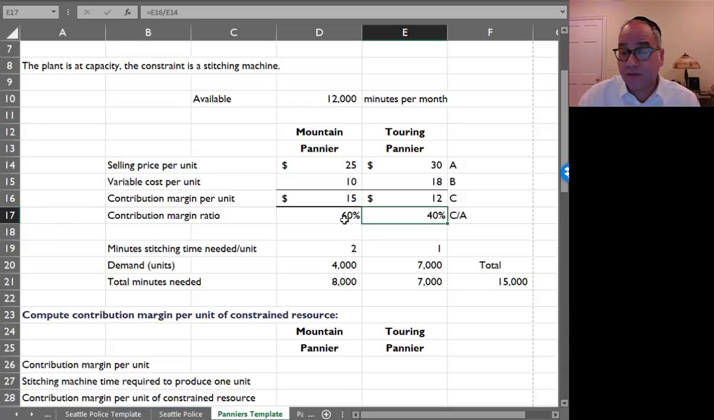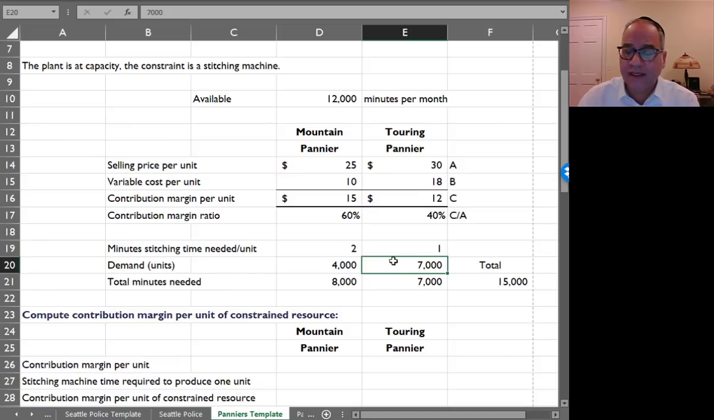So normally you would generally want to sell mountain panniers because they give you more contribution margin per unit. Not here. A mountain pannier takes 2 minutes in the stitching machine per unit. A touring pannier unit takes only 1 minute in the stitching machine. And the demand for the mountain pannier is 4,000 units. Demand for touring pannier is 7,000 units. If you didn't have any constraint, then you would want to sell each one at demand: 4,000 mountain panniers and 7,000 touring panniers.